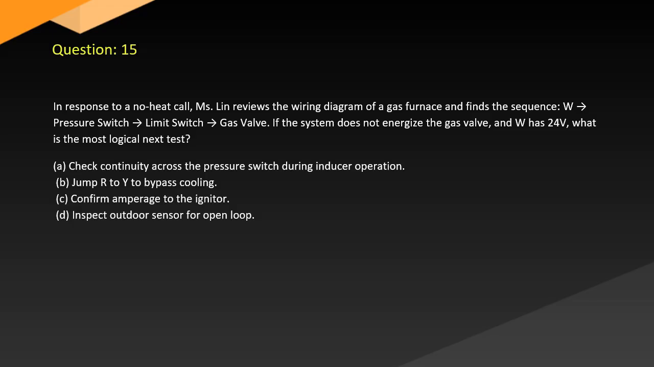Question 15. In response to a no-heat call, Lin reviews the wiring diagram of a gas furnace and finds the sequence: W, pressure switch, limit switch, gas valve. If the system does not energize the gas valve and W has 24 volts, what is the most logical next test? A. Check continuity across the pressure switch during inducer operation. B. Jump R to Y to bypass cooling. C. Confirm amperage to the ignitor. D. Inspect outdoor sensor for open loop.